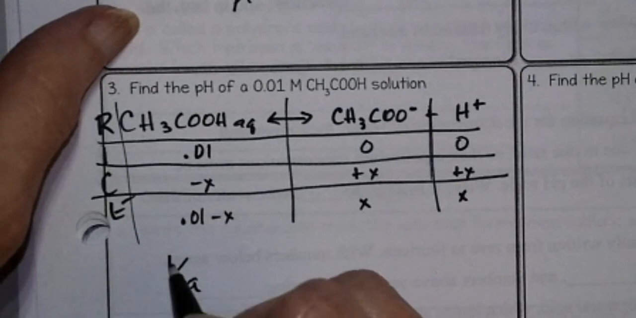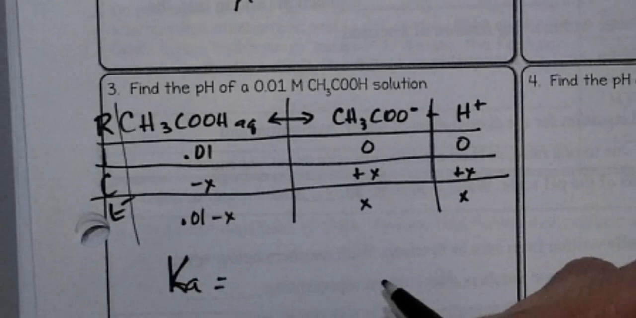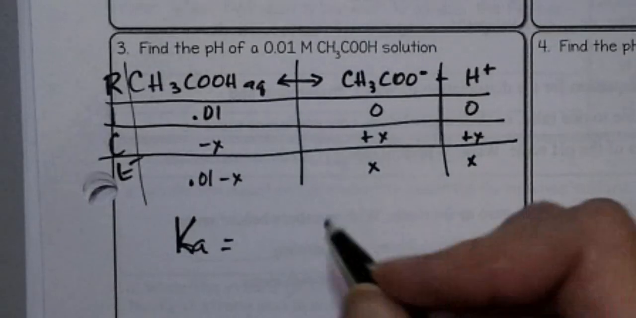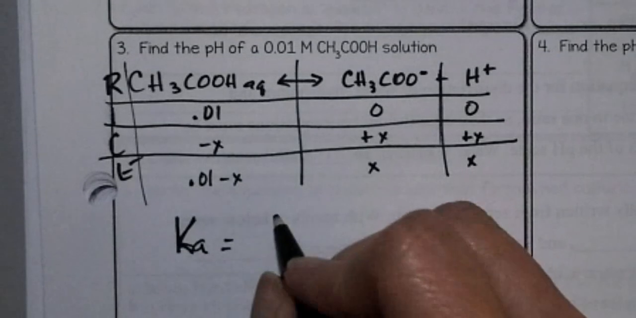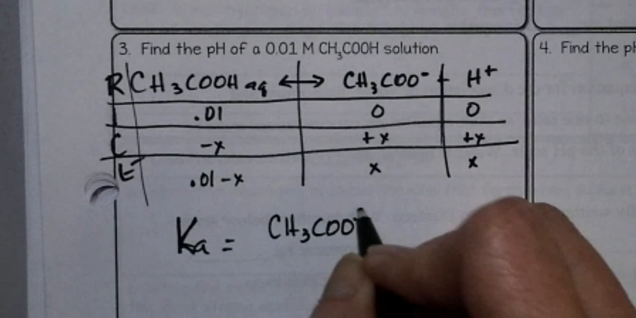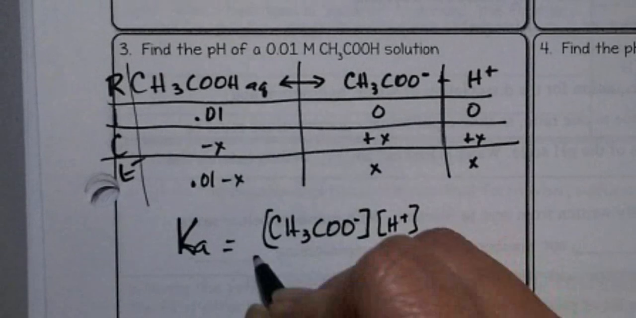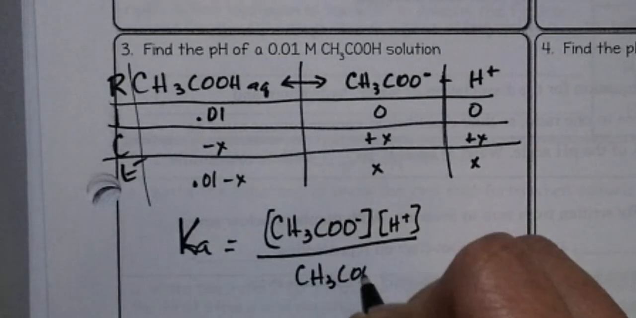Products over reactants, right? The concentration of the products divided by the concentration of the reactants. And if we had water in there, this would have been written as an H3O+, but the water wouldn't be in here anywhere because it's a liquid, so we don't include it.